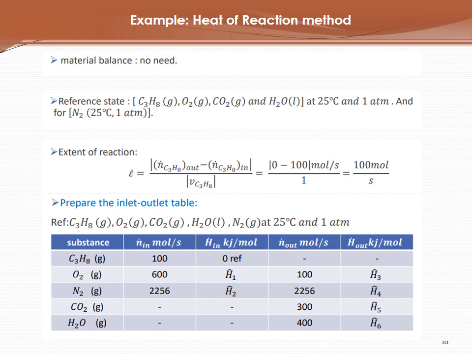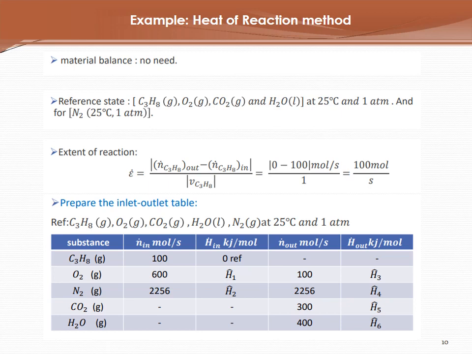So we first write the substance, and we write all the species encountered in the problem, and then we write the inlet and the outlet table. And in the inlet we must know the flow rates of each species and also the corresponding specific enthalpies. And similarly we do the same for the outlet. Now, for any species which is at the reference state, we will write the value as 0.